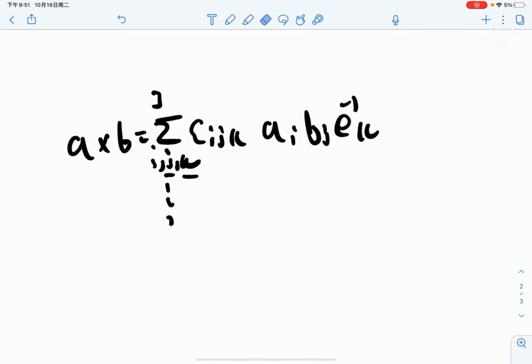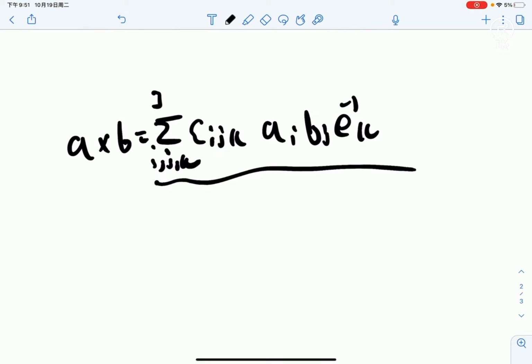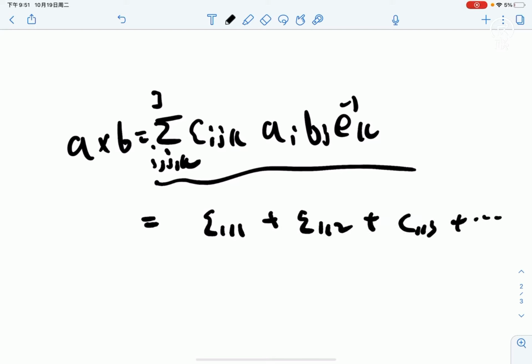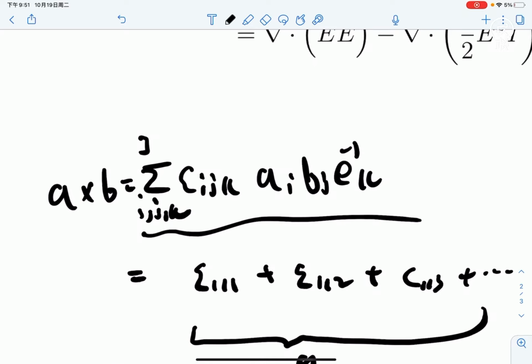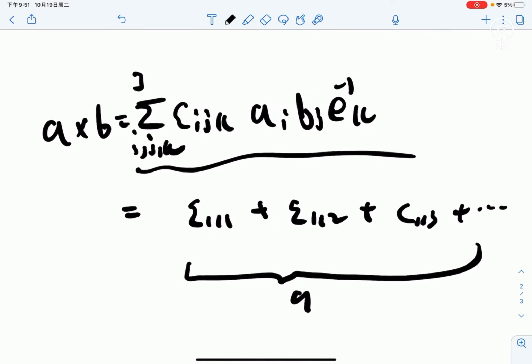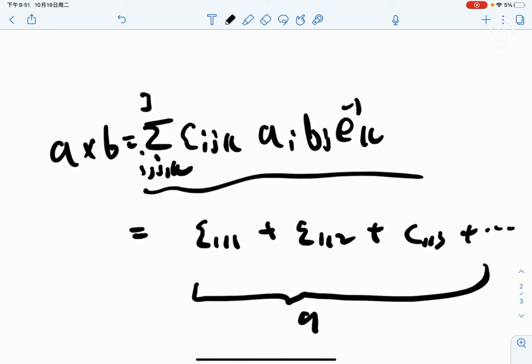So the final form of this term is basically 1,1,1 plus 1,1,2 plus 1,1,3 plus blah blah blah, and there are 9 terms. We can see that they're equivalent to each other, but for convenience, we just ignore the summation sign. I think it's called the Einstein convention.